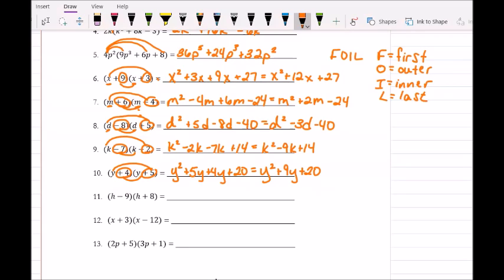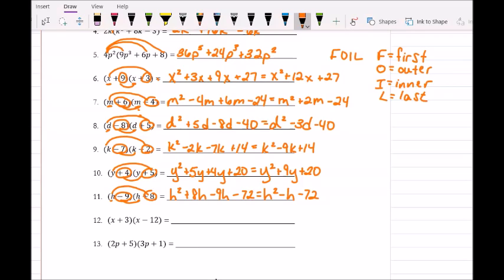Moving on, h times h is h squared. Outer is positive 8h. Inner is negative 9h. And last, negative 9 times positive 8 is negative 72. And combine those two middle terms. H squared, 8 minus 9 would be negative 1h, or just negative h, minus 72.